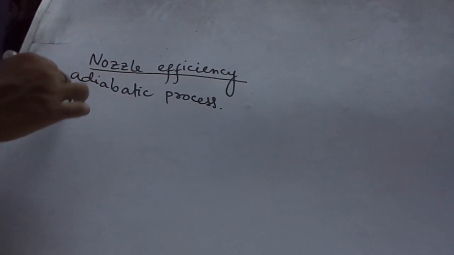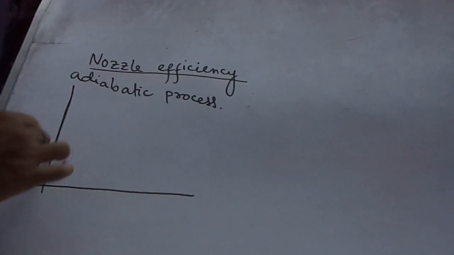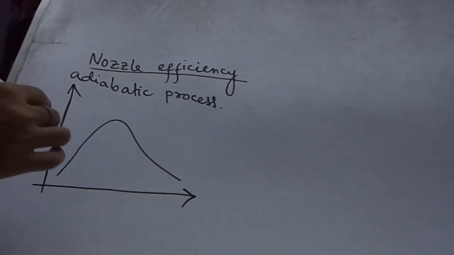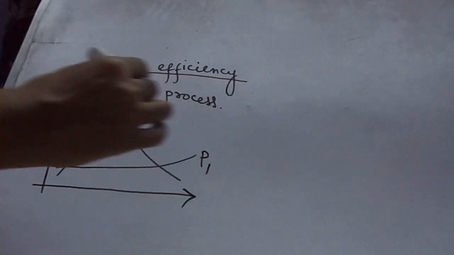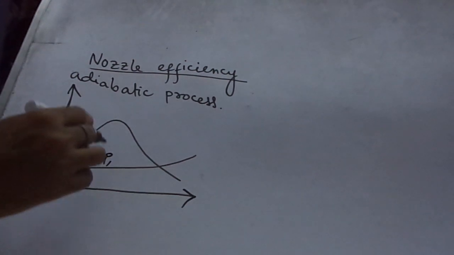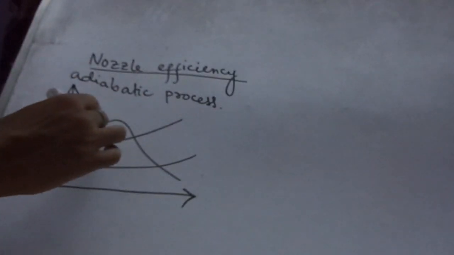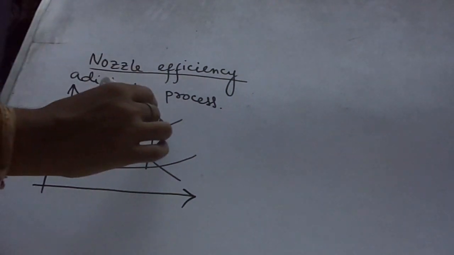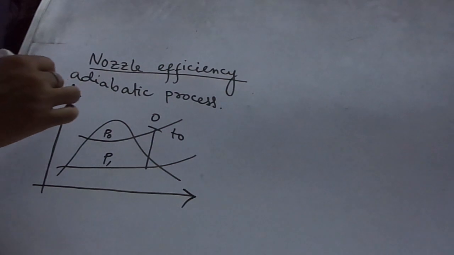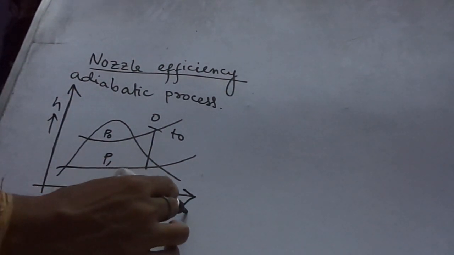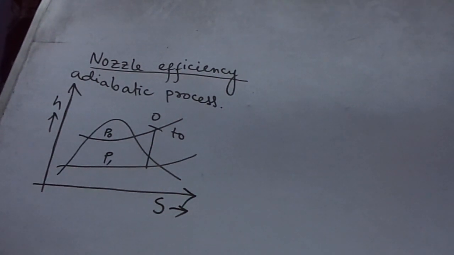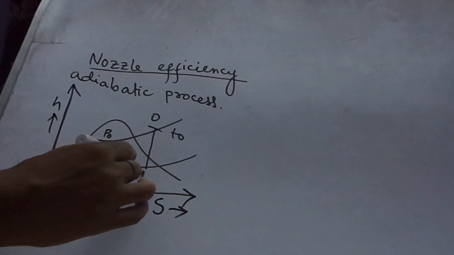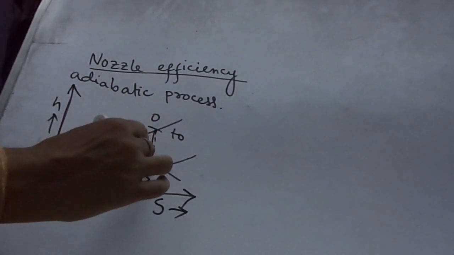Okay, if you draw the h-s diagram, this one is P1, and another one is P0, and if you draw the perpendicular, that is T0, and this is your enthalpy H and entropy S, and that is 1s. Okay, and there is a dotted line, that is 1.